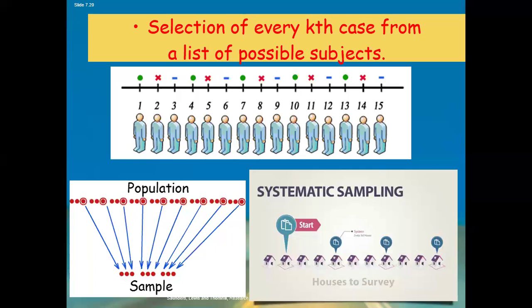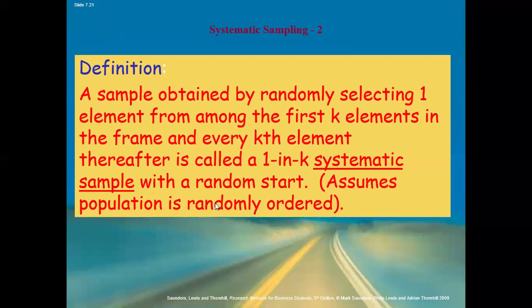Every fifth item or the sixth item in the order, we can select here. How can we define it? Systematic sampling is a sample obtained by randomly selecting the first element from among the first kth elements in the frame, and every kth element thereafter. It is called a one-in-k systematic sample with a random start.